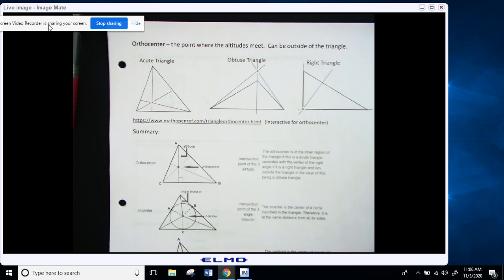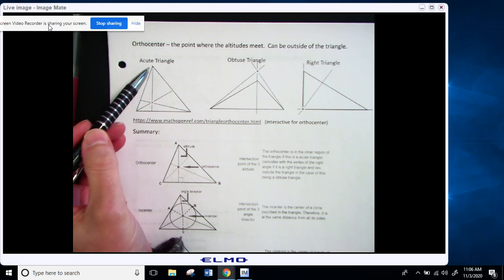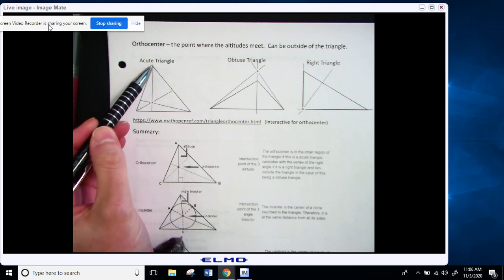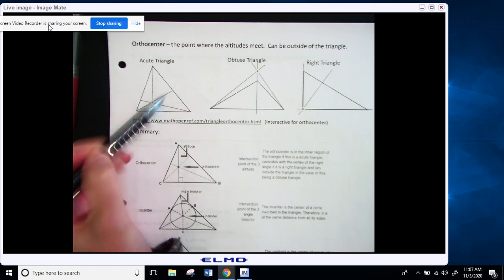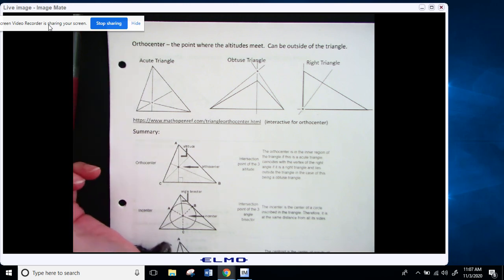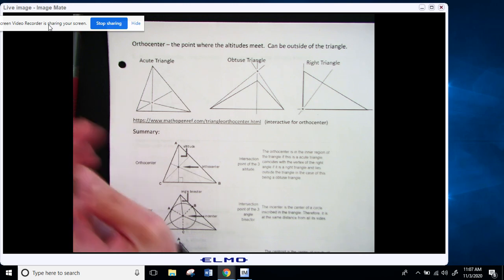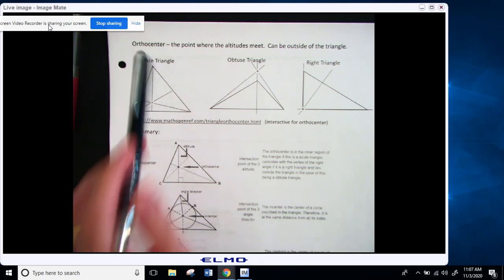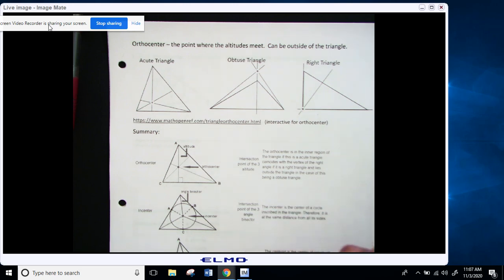But it's where the altitudes meet. So if you find where the altitude, right, you're going to go from a vertex perpendicular down, from a vertex perpendicular, where the altitudes all meet, that's called your orthocenter. But again, not really going to have very many questions based on this. What they might just ask you, it might be a definition. And remember that orthocenter could be outside of the triangle. It might be in the triangle, it might be outside of the triangle, or it might be on the triangle.